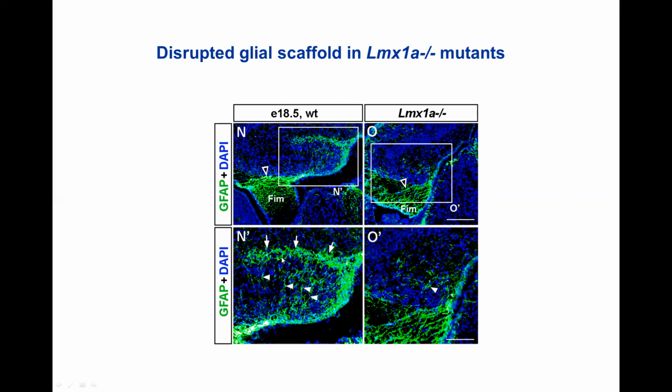You can see numerous glial fibers in the developing hippocampus of wild-type embryos. But in Lmx1a mutants, the number of glial fibers was dramatically reduced. They were almost gone, suggesting that loss of Lmx1a prevents the development of glial scaffold, and this in turn may affect migration of progenitors.